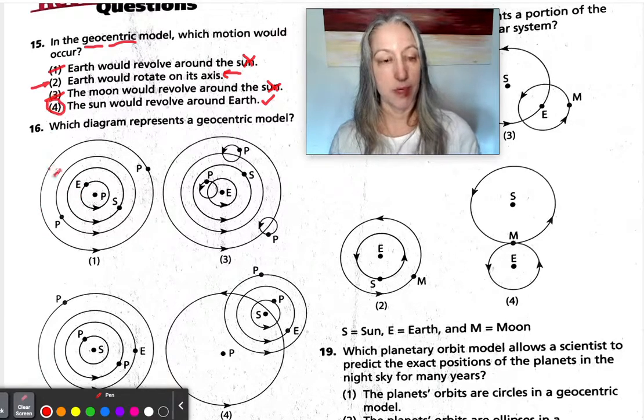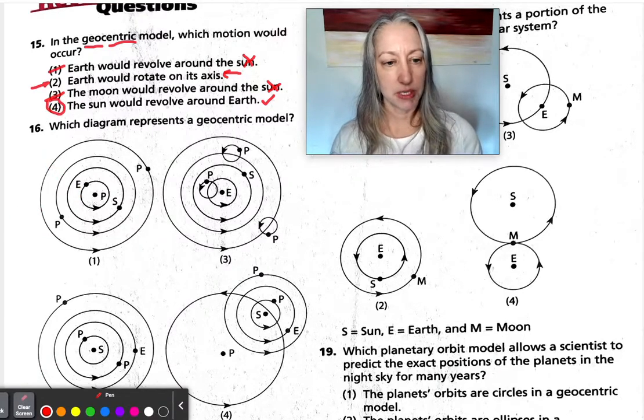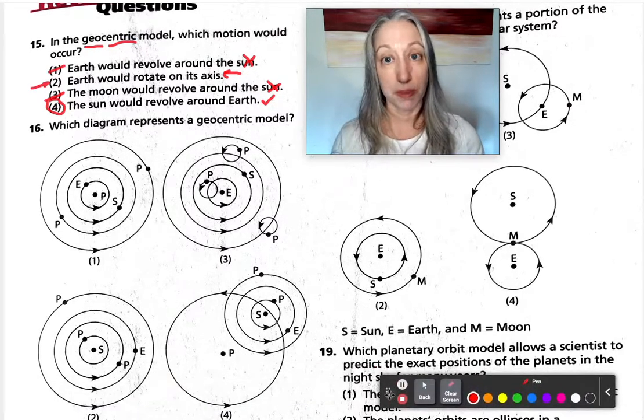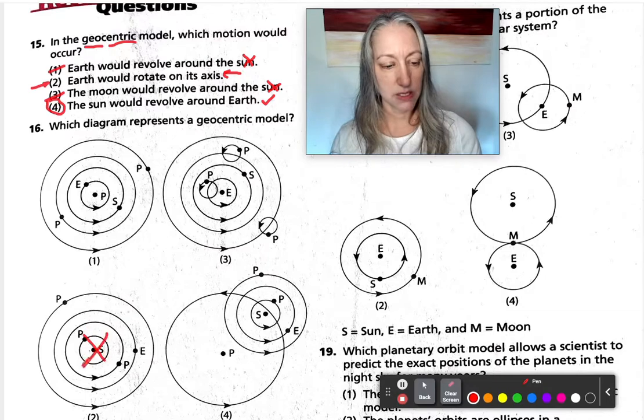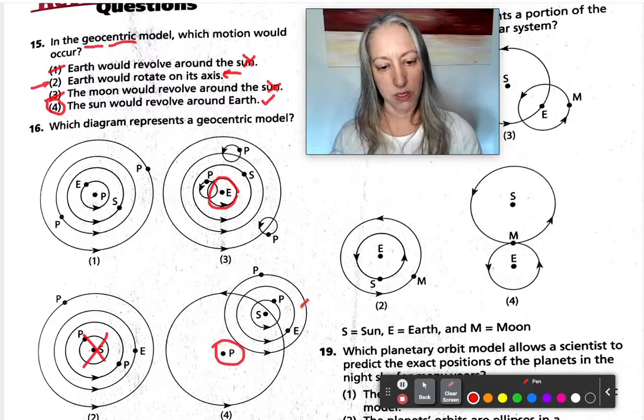Okay. Number 16, which diagram represents a geocentric model? So in this one, again, we're still looking for Earth being in the center of our model. And it's definitely not this one because this has the sun in the center. It seems like this would be it, right? We've got a planet here in the center for this one, but the Earth is here. So I know that can't be it.